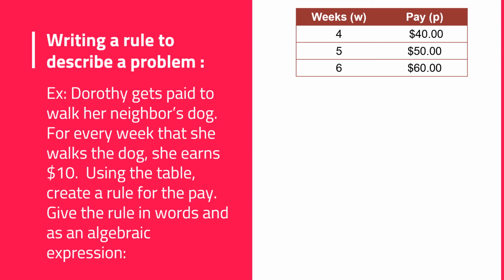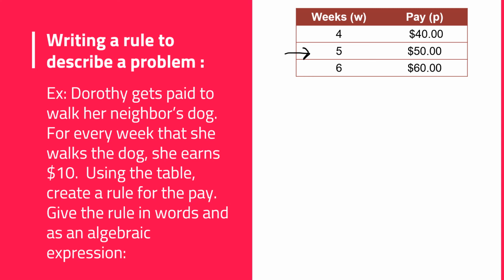Take a look, there's no pencil on this slide, so I'm just going to briefly walk through this example. Even though it's not in your notes, you might see it somewhere else. It might be helpful. So if you recognize this later on, feel free to come back to this video and look at this example. So Dorothy gets paid to walk her neighbor's dog. For every week, she earns $10. So we have this table here, right? So after 4 weeks, she made $40. After 5 weeks, she made $50.